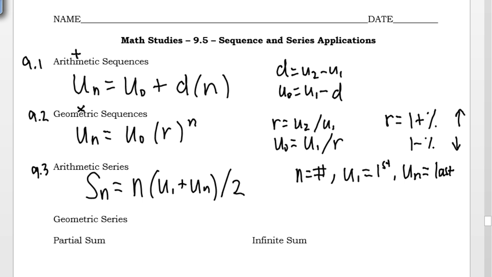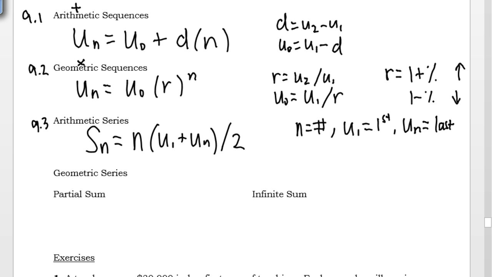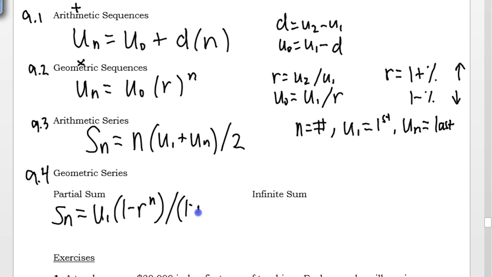After that we have geometric series, which I believe is 9.4. We can add up a few of the terms of a sequence using our partial sum formula. The ratio is the same ratio from the geometric sequences. u_1 still means first number, and n still means number of numbers. That's if we wanted to add a specific number of numbers together. The infinite sum is if we're going to add up all the numbers in a convergent geometric series.